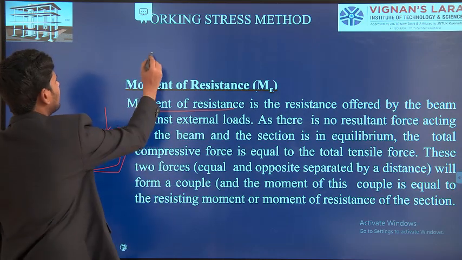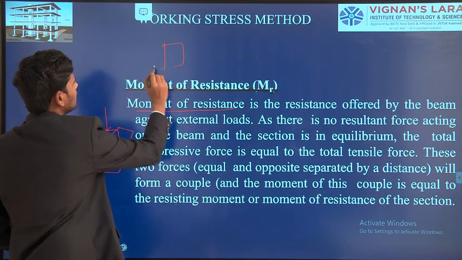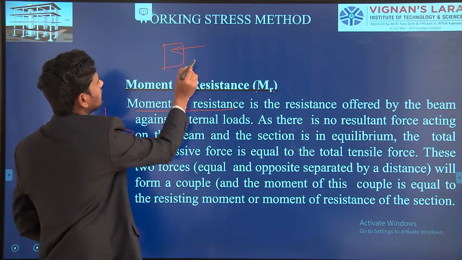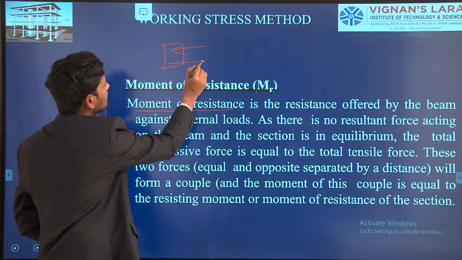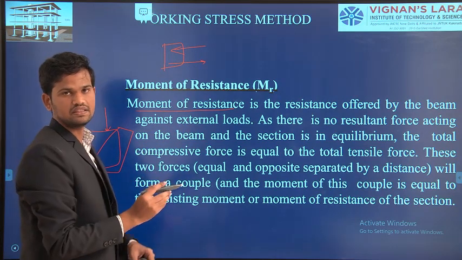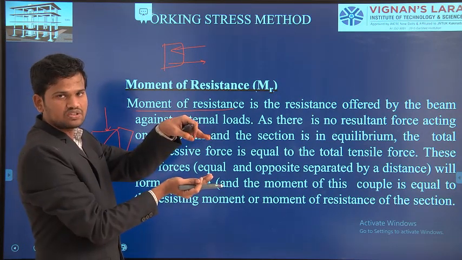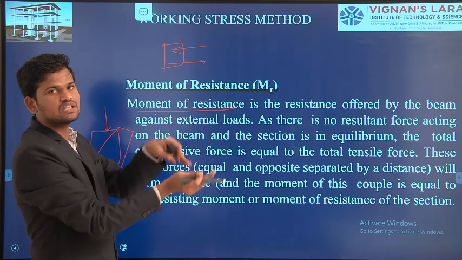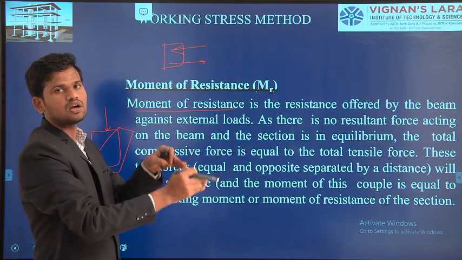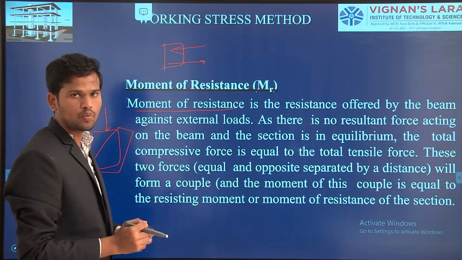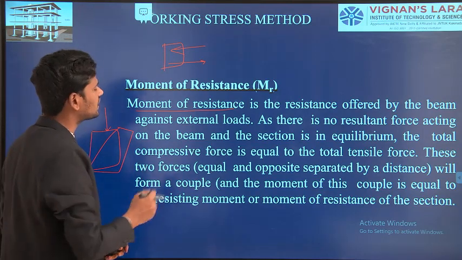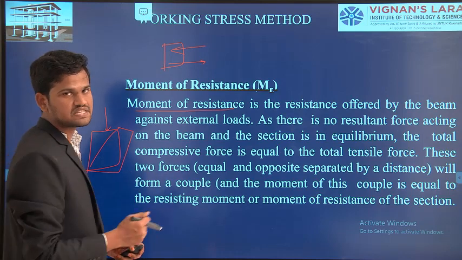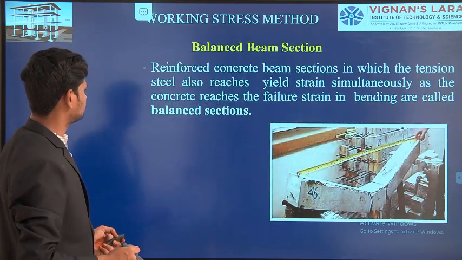That means we have already discussed this. If you observe here in the stress strain diagram, the compressive force is acting in this direction and the tensile force is acting in this direction. Both forces are acting in opposite directions. Due to these opposing forces, it forms a couple. That couple will give the moment of resistance. How we calculate this moment of resistance, we will see in our subsequent lectures.